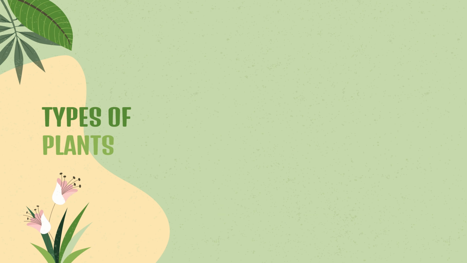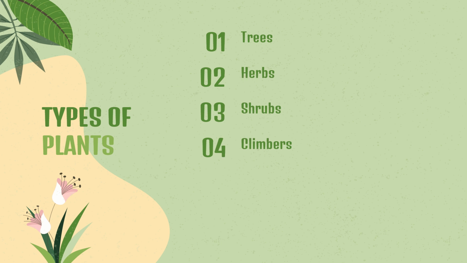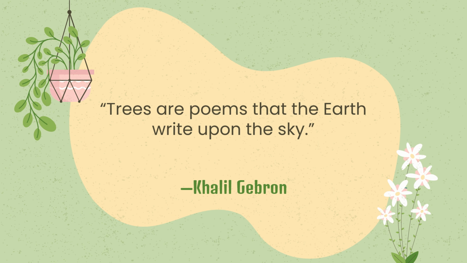So what we have learned so far are types of plants. First is trees, herbs, shrubs, climbers, and creepers. Someone has said trees are poems that the earth writes upon the sky, and it is said by Khalil Gibran.